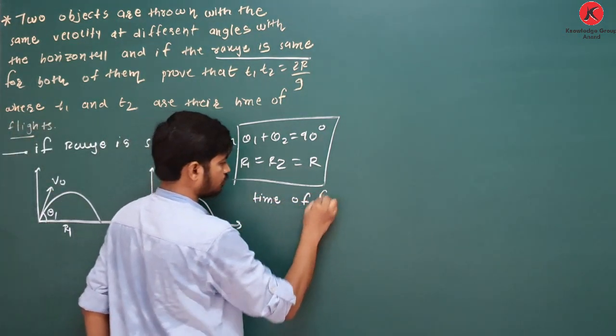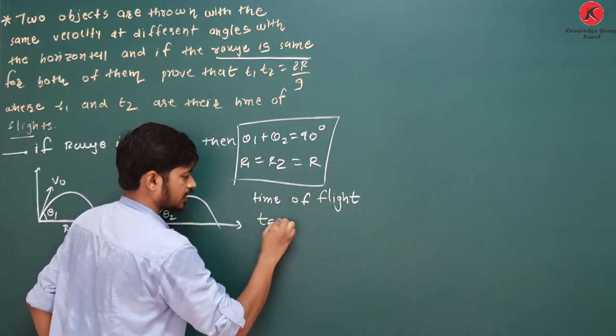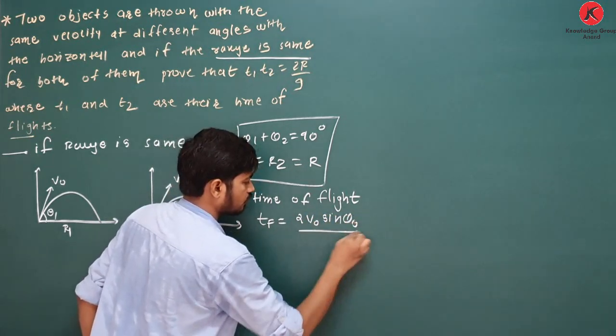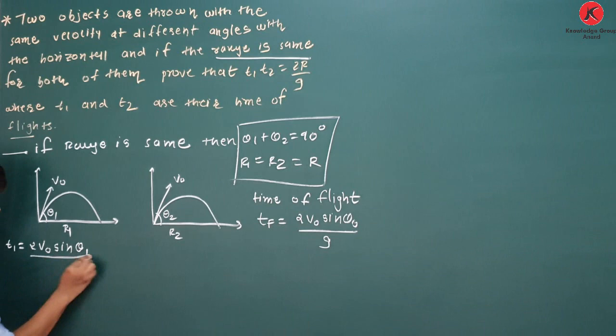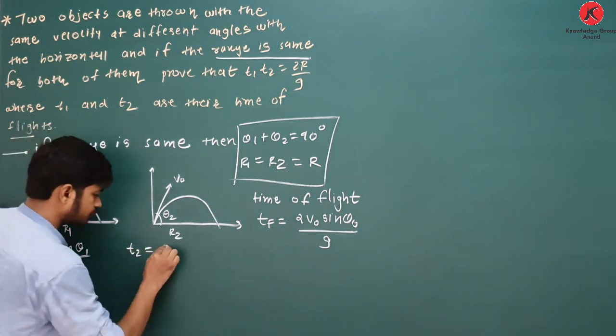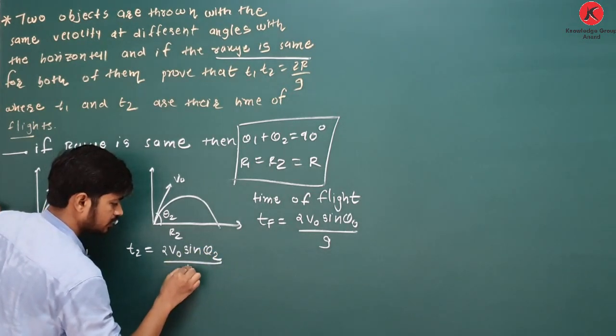Time of flight T_F is equal to 2 V0 sin theta 0 upon g. Yes, it is the equation of time of flight. For the first one, T1 is equal to 2 times the initial speed V0 sin theta 1, because the angle is theta 1, upon g. Simple. For this one, T2 is equal to 2 V0 sin theta 2 upon g.